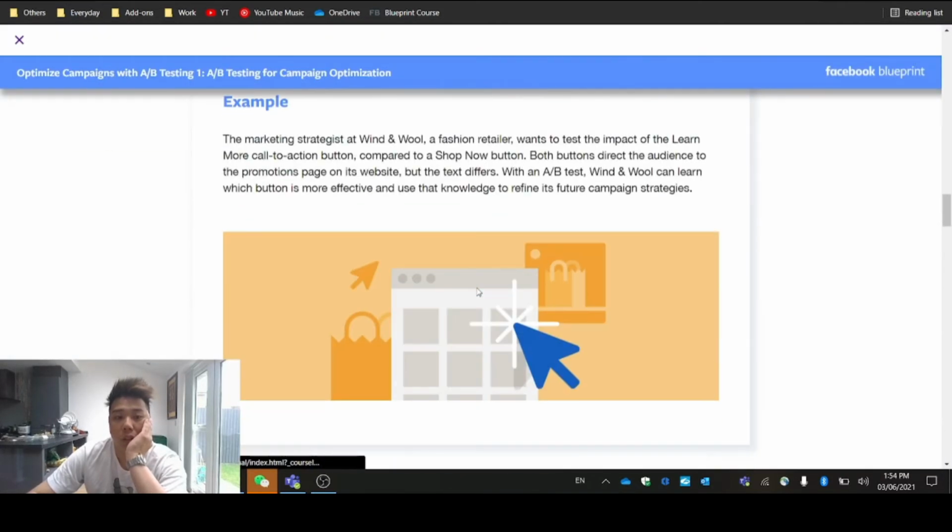Marketing strategists at a fashion retailer want to test the impact of the Learn More call to action button compared to a Shop Now button. Both buttons direct the audience to the promotion page on the website, but the text differs. With an A/B test, they can learn which button is more effective.